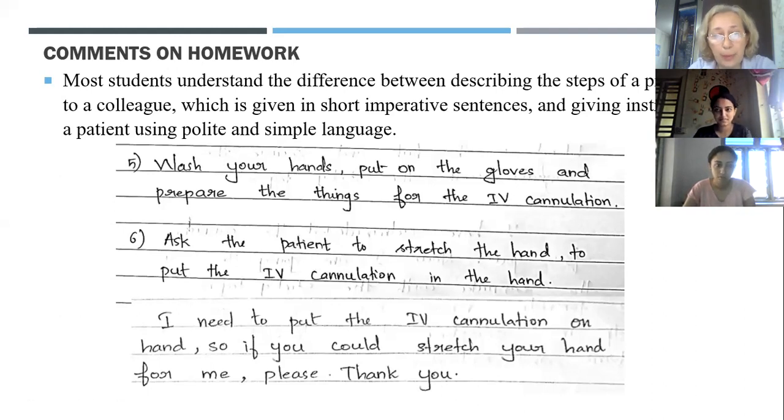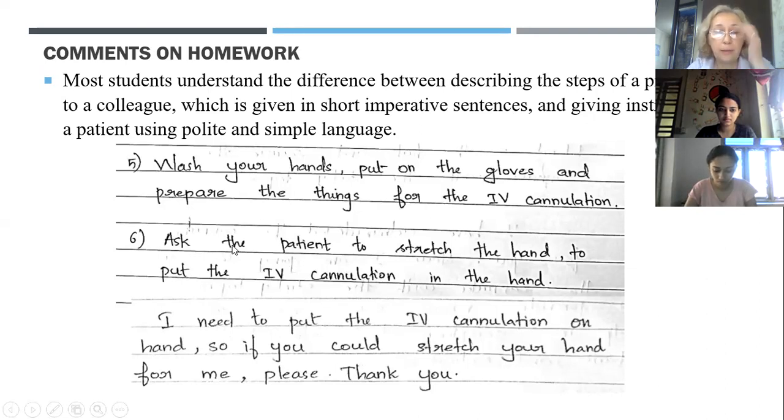Patient. The patient, sure. Because this is the person the doctor addresses this phrase to, a patient, and we see you, if you could stretch.